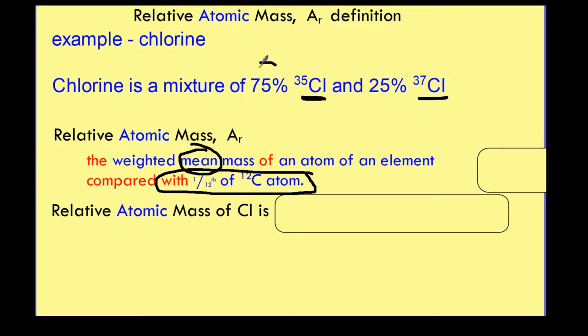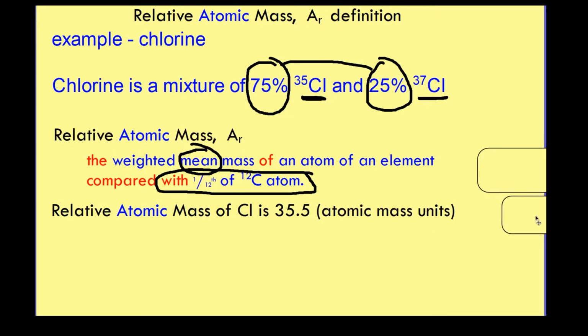We need to take into account the abundance of each. And there's 75% of chlorine-35 and only 25% of chlorine-37. So when we take those into account, that shifts the relative atomic mass, the calculation, which I'll show you how to do in a little while, to 35.5. But these are the different weightings which are used in the average. So this is where the weighted bit comes in.